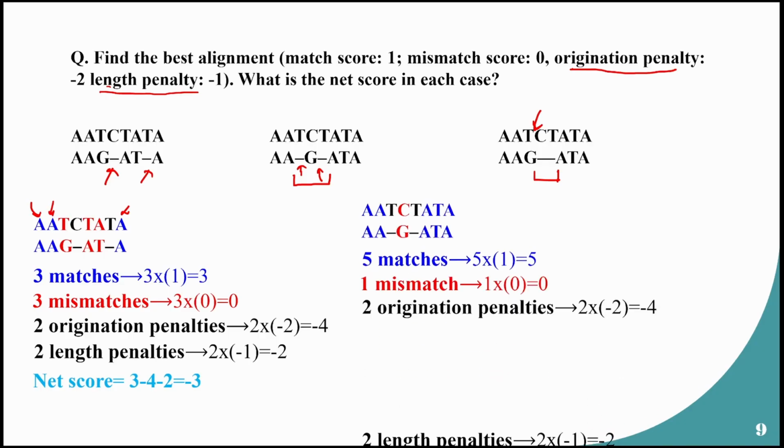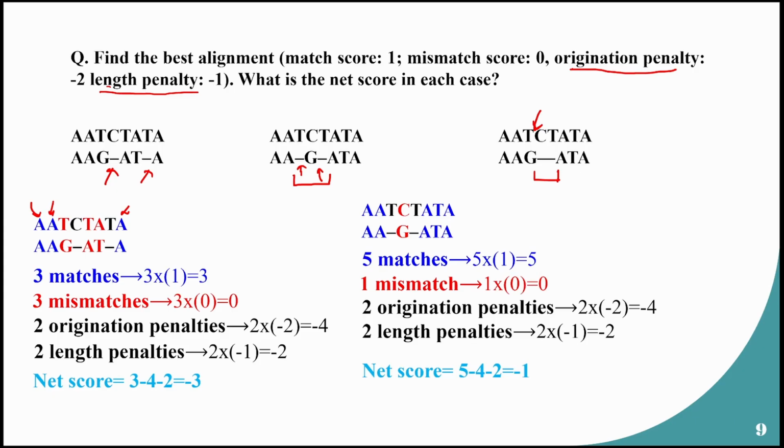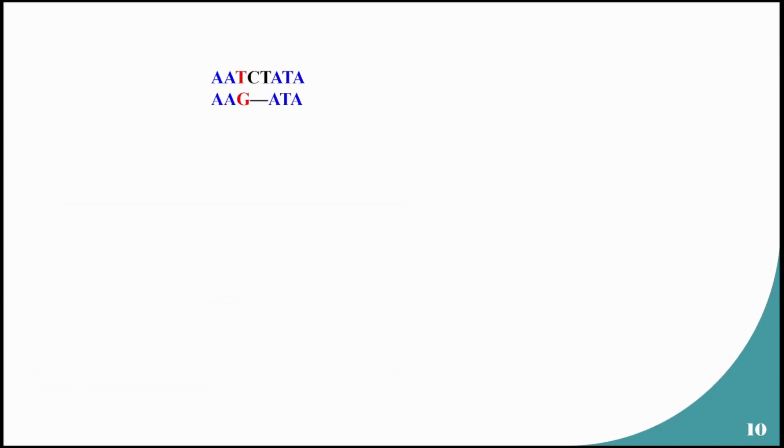Similarly, if you work out the third one, you will see that it has 5 matches, so 5 times 1 is 5. Then you have 1 mismatch, that's 0. You have 2 origination penalties as well as 2 length penalties. So 2 origination penalties would be 2 times -2, which is -4. You will have 2 length penalties, that is -2. So you will get the net score of -1. So -3, -1, and then for the third option, you will have 5 matches, 1 mismatch. How many origination penalties in this case? Anyone?